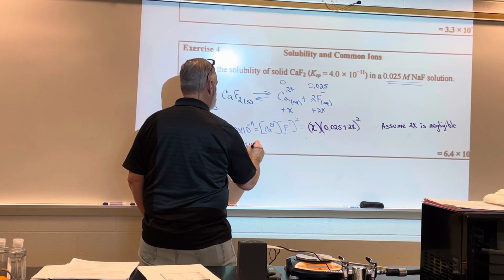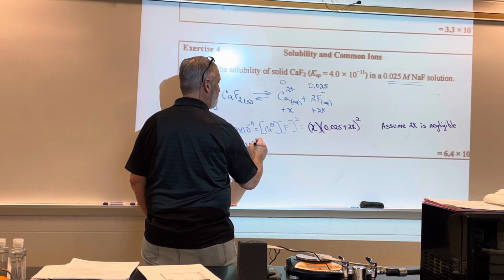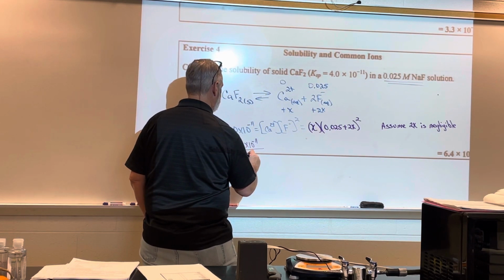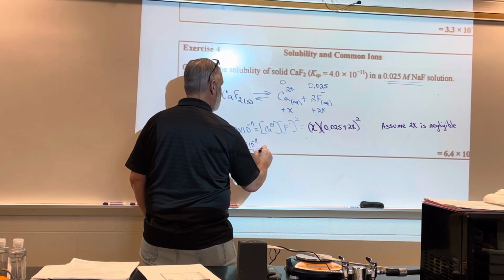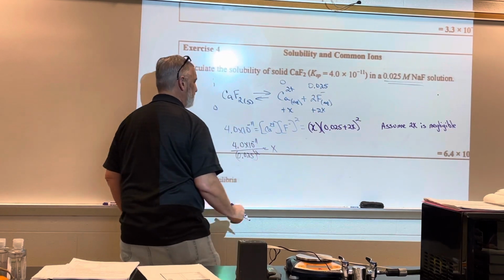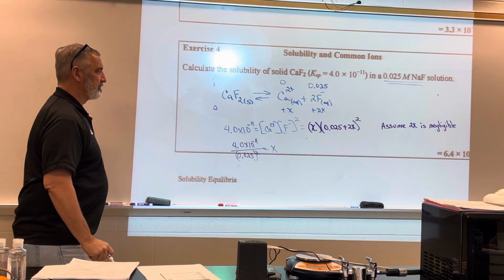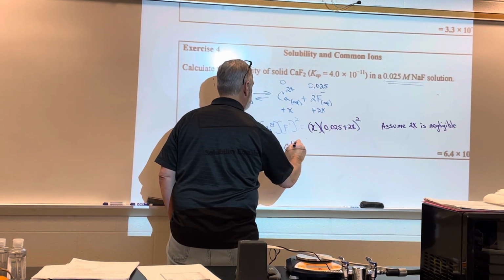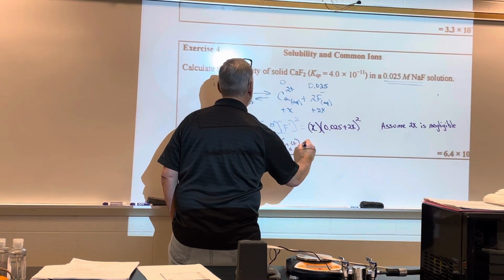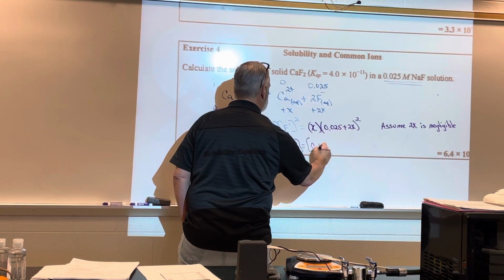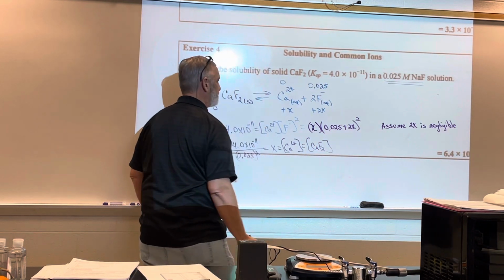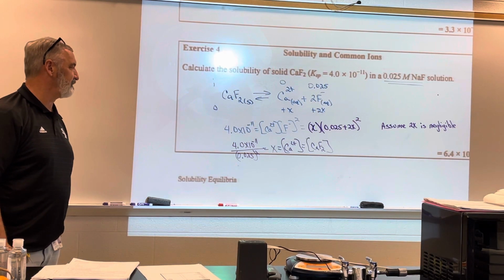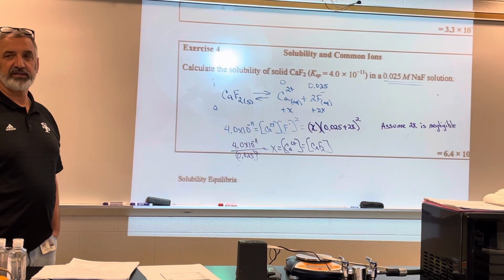Therefore, 4.0 times 10 to the minus 11 divided by 0.025 squared is equal to x, which is my Ca2 plus concentration, which is my CaF2 concentration. And if I do that mental math in my head, I think it comes out to 6.4 times 10 to the minus something.